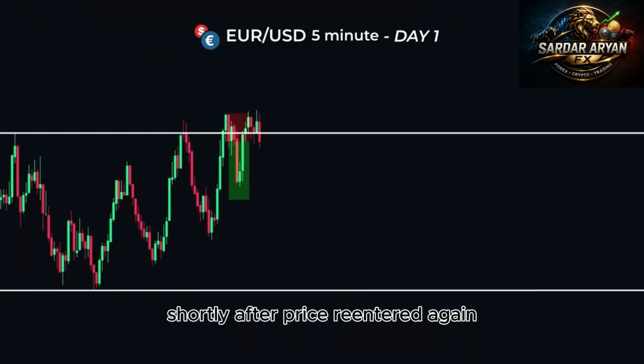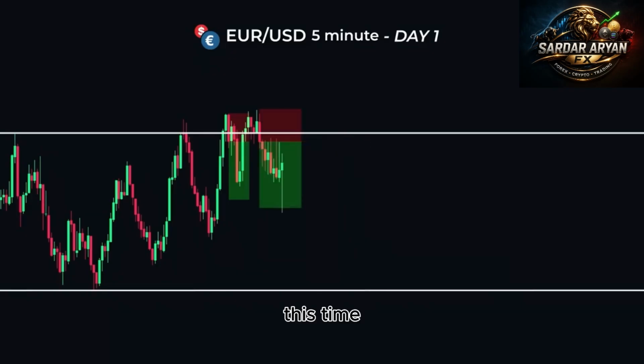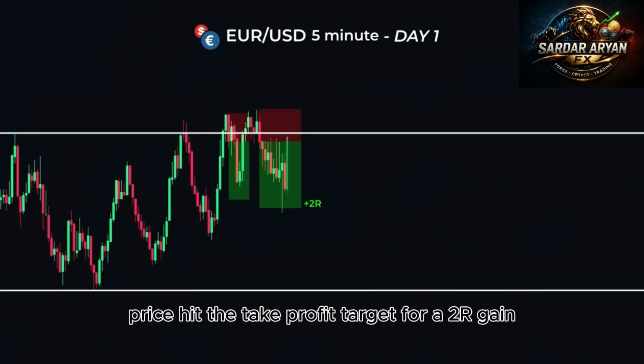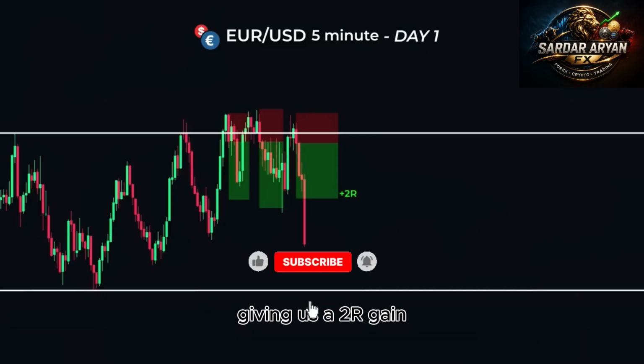Shortly after, price re-entered again, giving another short setup. Stop loss at the highs, take profit at 2 times risk. This time, price hit the take profit target for a 2R gain. On the same day, price gave another short setup. Stop loss at the highs, take profit at 2 times risk. Price then hits the profit target, giving us a 2R gain.